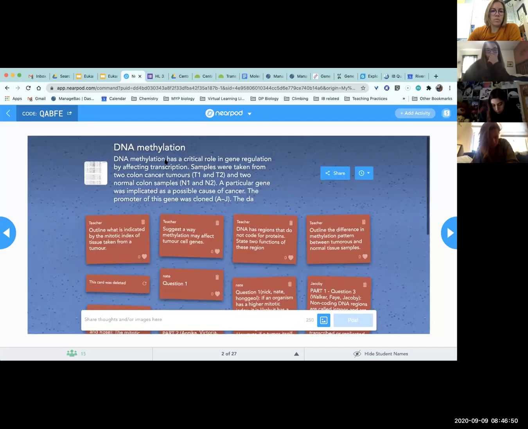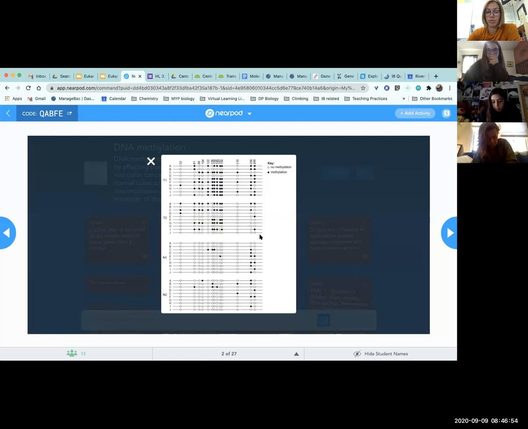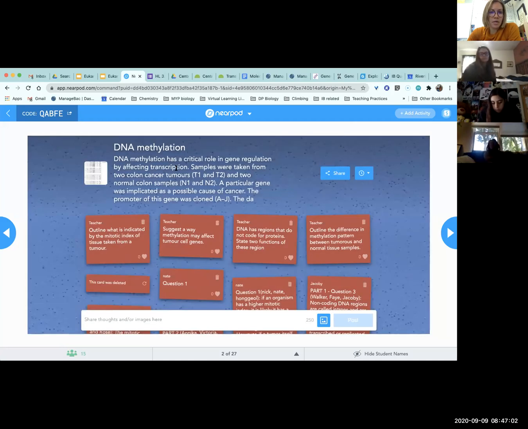Okay, so what this problem is asking us, right? Again, I want to reinforce, this is on your quiz tomorrow, okay? So this question told us that samples were taken from 2 colon cancer tumors and 2 normal colon samples. A particular gene was implicated as a possible cause of cancer. The promoter of this gene was cloned. So that's A through J, okay?